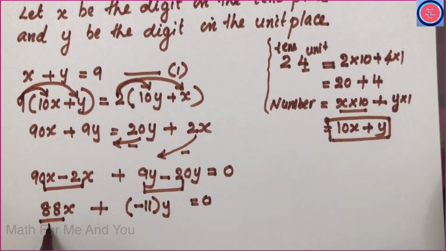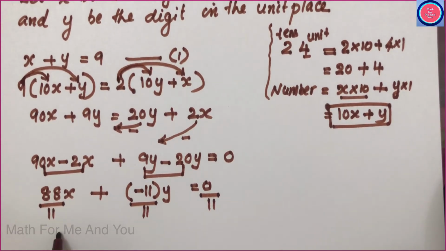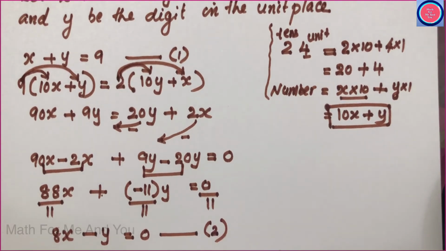We can see it is a multiple of 11, 88 and 11. So we divide throughout with 11. This will help us to get a smaller equation. That's why we are dividing with 11. When we divide with 11, the first term becomes 8x, and plus and minus becomes minus. 11 cancels, only y is there, and then 0 over any number is 0. So we get 0 over 11 is 0. New equation: 8x minus y equals 0. Let it be equation number 2.